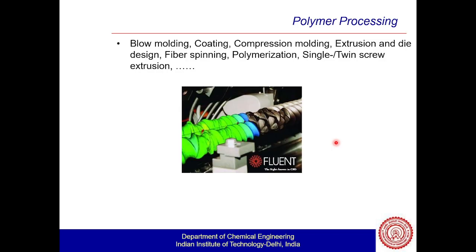So extrusion, die design, and how compression molding and blow molding are done. Basically, you have a polymer, and then you blow and create something like a bottle. So how is it happening, how is the surface of the bottle being created? Those are the things that can be done by using CFD. Where they are used, we are simulating both the solid and the gases. So that's actually very much important.